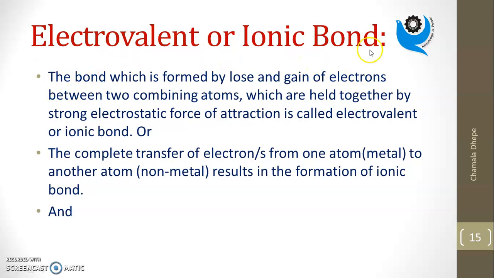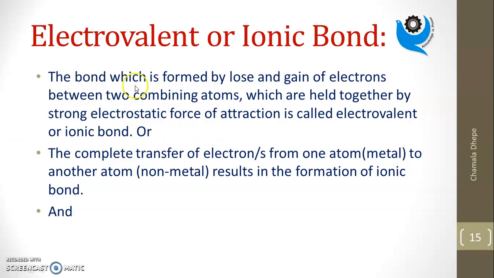So how is this bond, the electrovalent or ionic bond, formed? It is formed by the loss or gain of electrons between the two combining atoms. Mostly electrons are lost by the metallic atom and gained by the non-metallic atom. When electrons are lost, cations, meaning positive ions, are formed. When electrons are gained by the non-metallic elements, they acquire a negative charge. So ions are formed, one positive and one negative, and between these opposite ions there is a strong electrostatic force of attraction and the bond is formed. That bond we call an electrovalent bond or ionic bond, because it is formed between two ions. That's why it is also called the ionic bond.